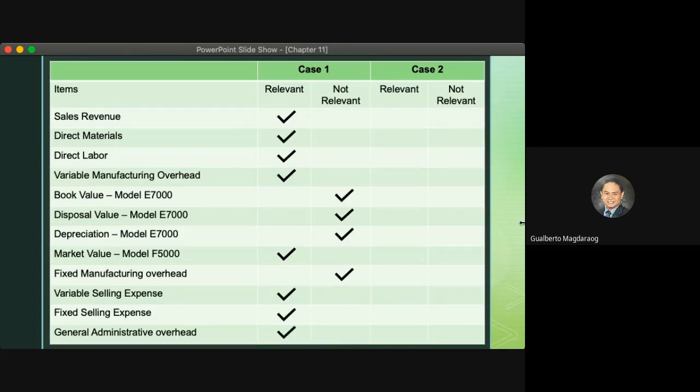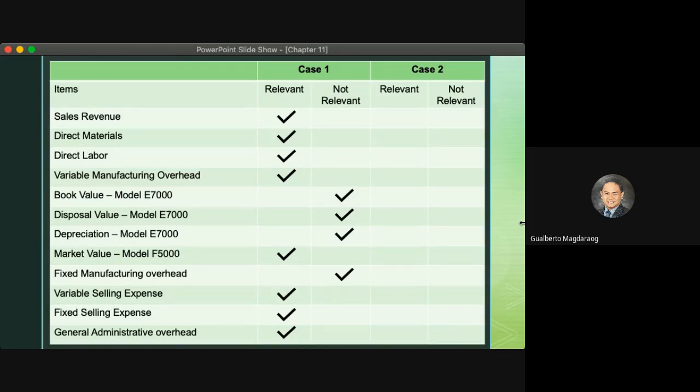But they are relevant. Sorry, I was wrong there. Sorry, it was actually mentioned in the case that there will be an increase. What will not increase is the fixed manufacturing overhead. So fixed selling, although fixed, as mentioned in the case, will change or will increase, so therefore it is a relevant cost. As well as the general and administrative overhead, it will increase, so therefore it is a relevant cost. Sorry, I made a mistake there.